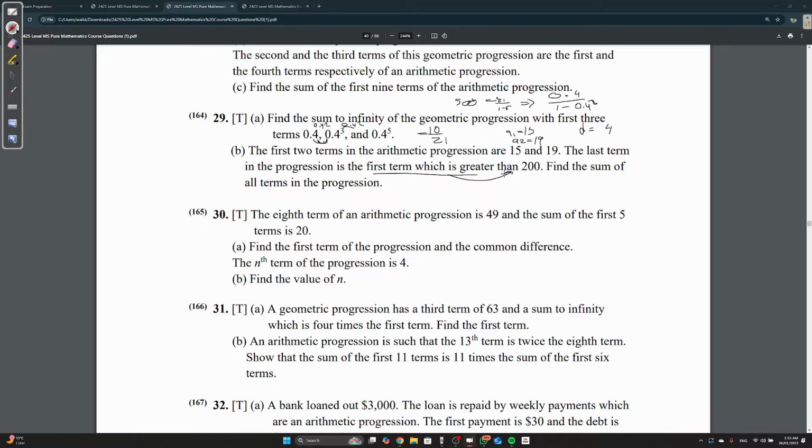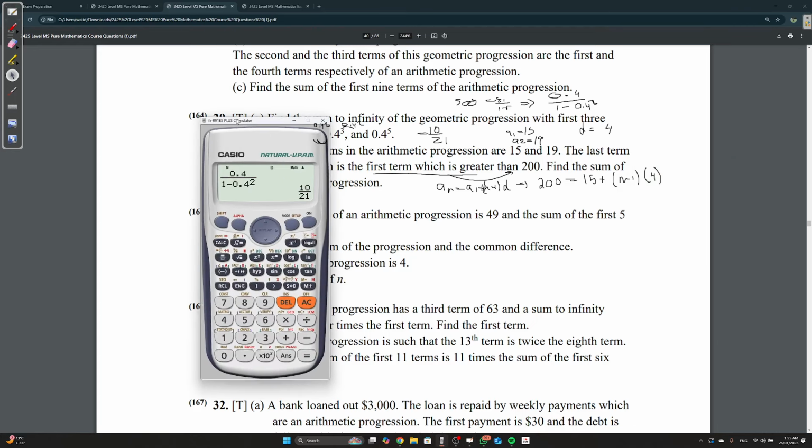So to do this, I'm just going to use an is equal to a1 plus n minus 1 d, and plug in 200. Even though it's greater than 200, I'm just going to plug in 200. And we'll see what decimal we get. So a1 is 15 plus n minus 1 d. So we don't know what n is. So n minus 1 times 4.